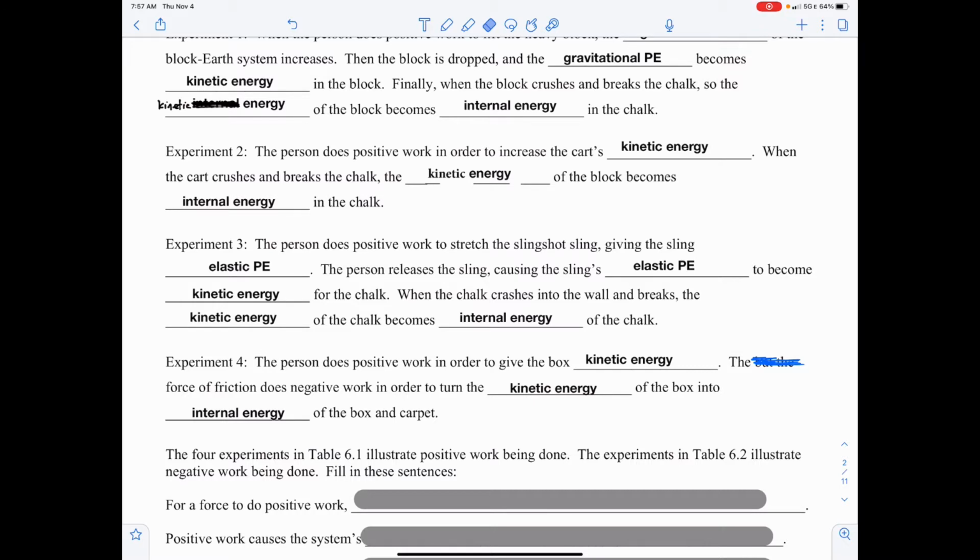So think of it this way. The work done by friction is decreasing the mechanical energy, but that decrease in mechanical energy is now an increase in internal energy, and thus an increase in temperature. Thus the carpet and the box feel slightly warmer.